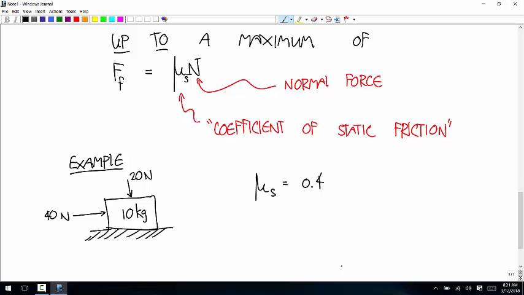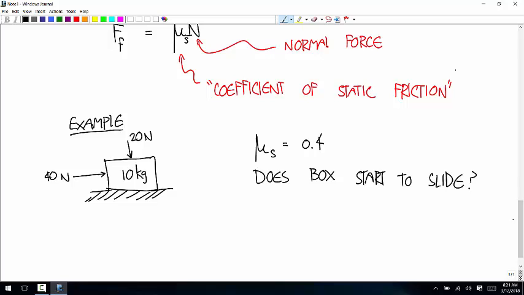Okay, and the question is, this is initially at rest. Does the box start to slide? Can anyone think of what a sensible approach would be for this? This is really something you could just kind of think through. Yeah.